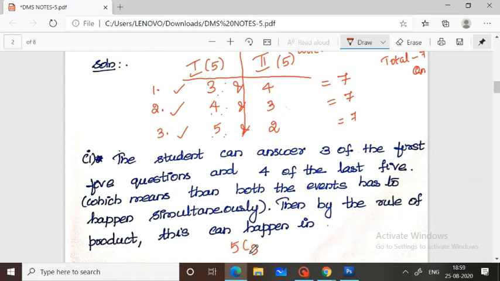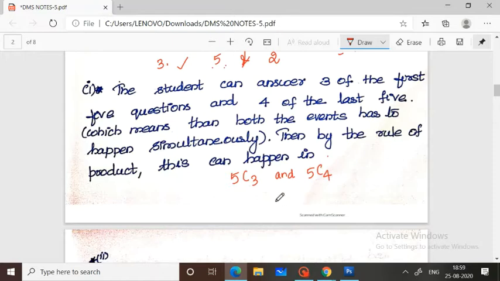5C3, that is 5C3. Out of 5 I select 3, and next choice is out of 5 I select 4. I have to select 4, which means that this is equal to 5C3 into 5C4. So 5C3 means the answer is 10. 5C4 is 5. That is equal to totally 50 ways. So if a student selects the first option, he has 50 ways to answer the question.